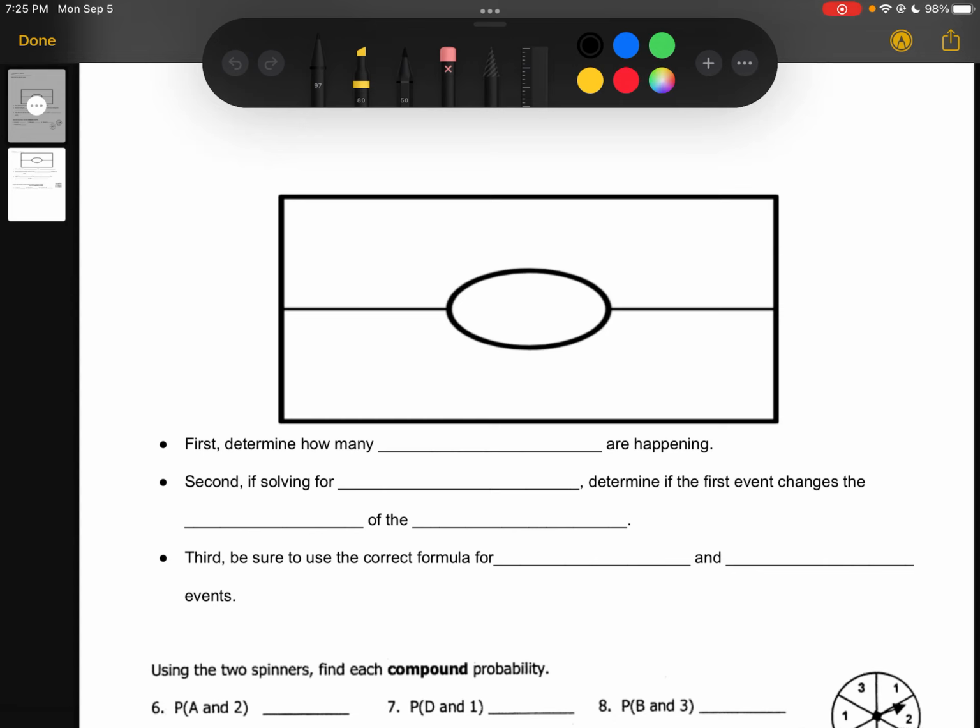So a couple of things that we're going to take a look at to start here. First is different types of probability events that we're going to see. So our first definition is compound probability. And this definition is the chance that two or more events will occur together.